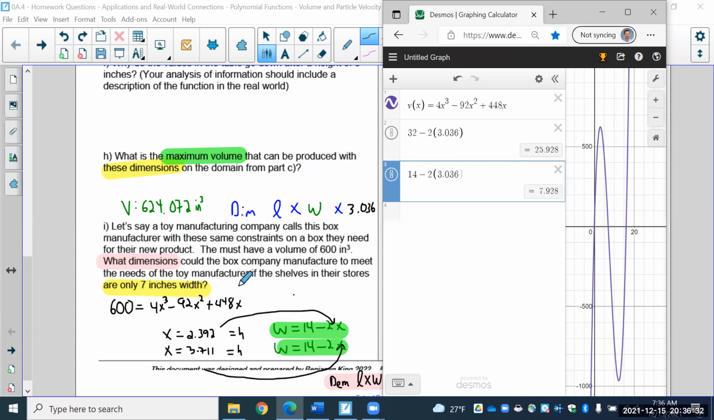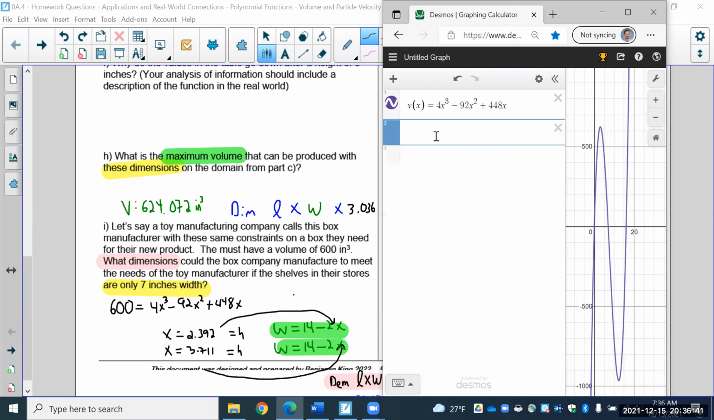So imagine you had 1,000 toy stores and they have 10,000 shelves and they're all 7 inches wide. You don't want to make a box that's going to stick out. So the way you do this is you put 600 in. Notice it doesn't show up. So you have to say that v of x is equal to this. And what that's basically saying is the same thing as this.